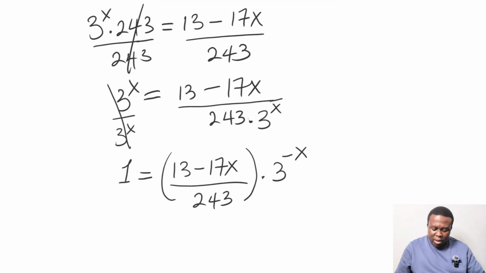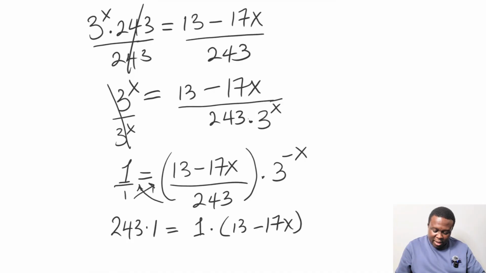Okay, so we want x to stand on its own. And at the moment, we even have a denominator on the right-hand side. So let's get rid of that denominator. So what do we do? We multiply both sides by, we cross multiply, and then we have 243 times 1 equals 1 times 13 minus 7x, 3 raised to the power minus x.